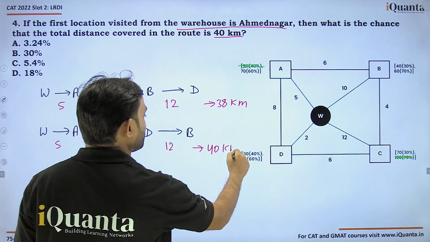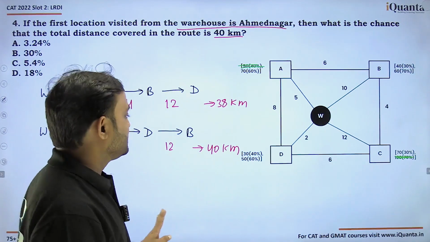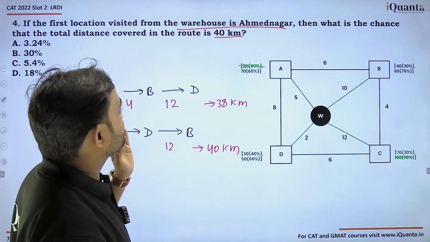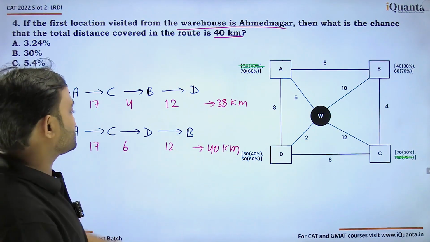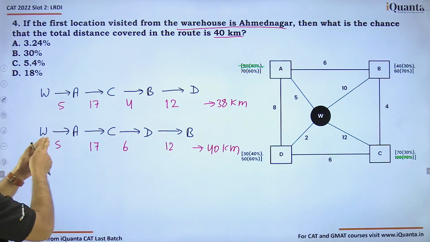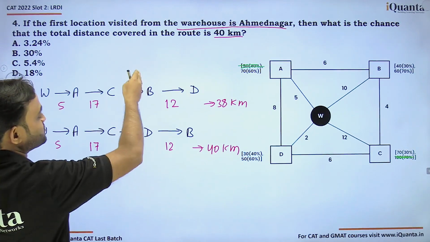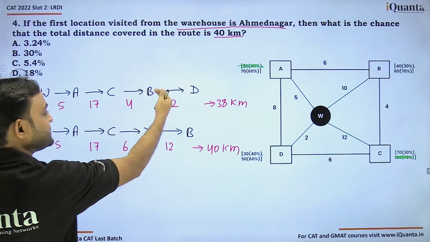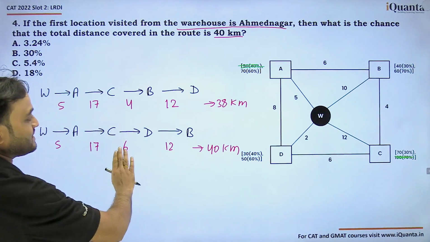So there are 2 possibilities. We can get 38 kilometers or 40 kilometers. But the question is about what is the chance that the total distance covered is 40. What is the chance of this happening? We already know that W to A to C is certain. So we need to find the chance of this route only, so at D, then B.